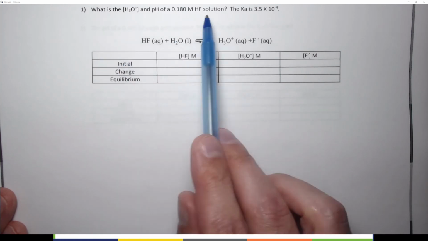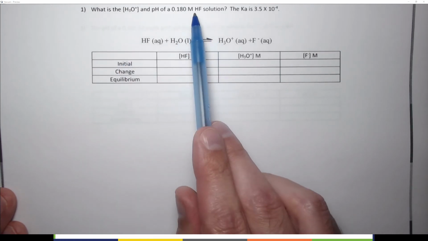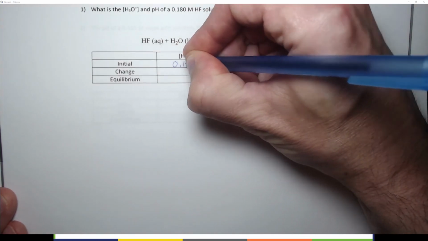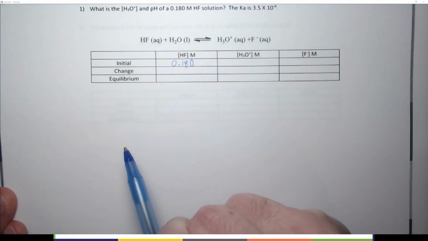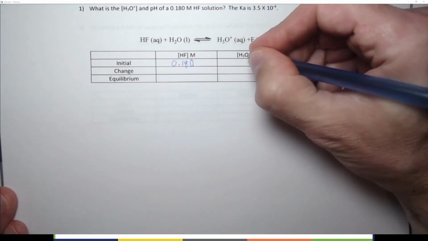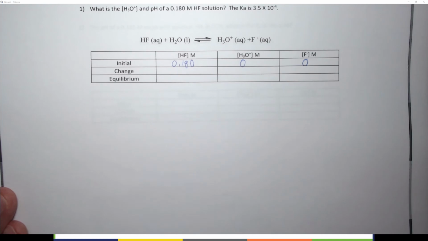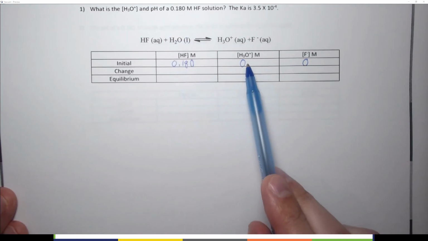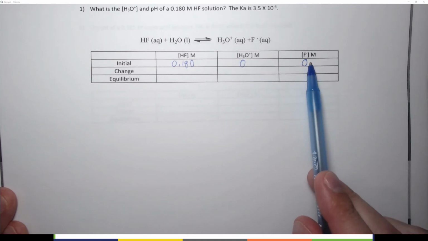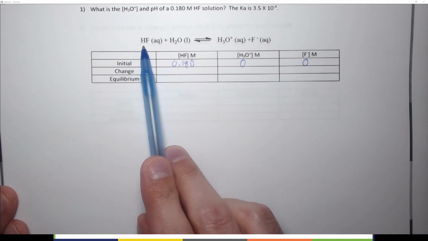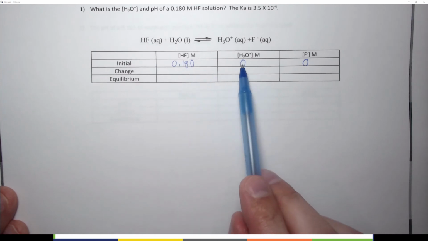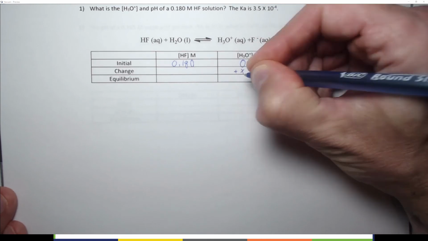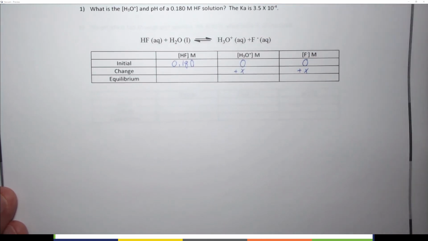Well, let's look at this solution. At the beginning of the day, we have 0.180 molar HF. Okay? We have no H3O+, and we have no F-. So the instant this is added, we have this as our initial concentration. We don't have any H3O+ and we don't have any F-, so we're starting only with reactants. Well, how much of this and this are we going to gain? I don't know.